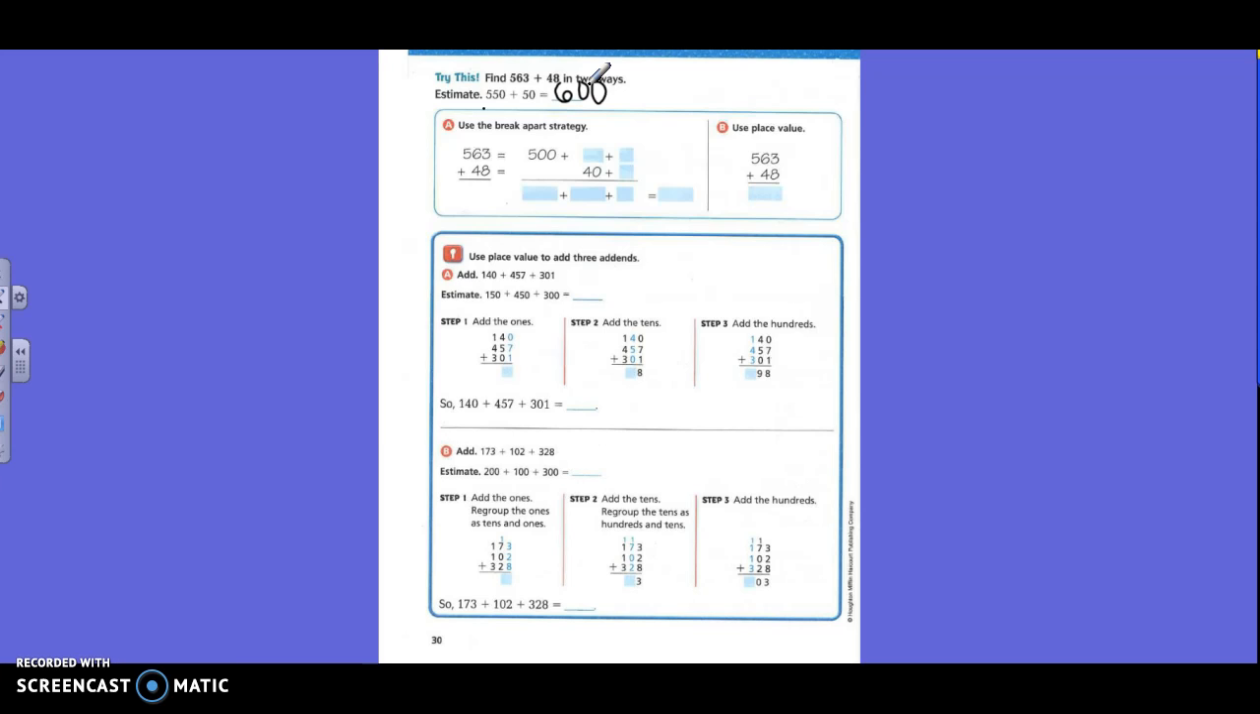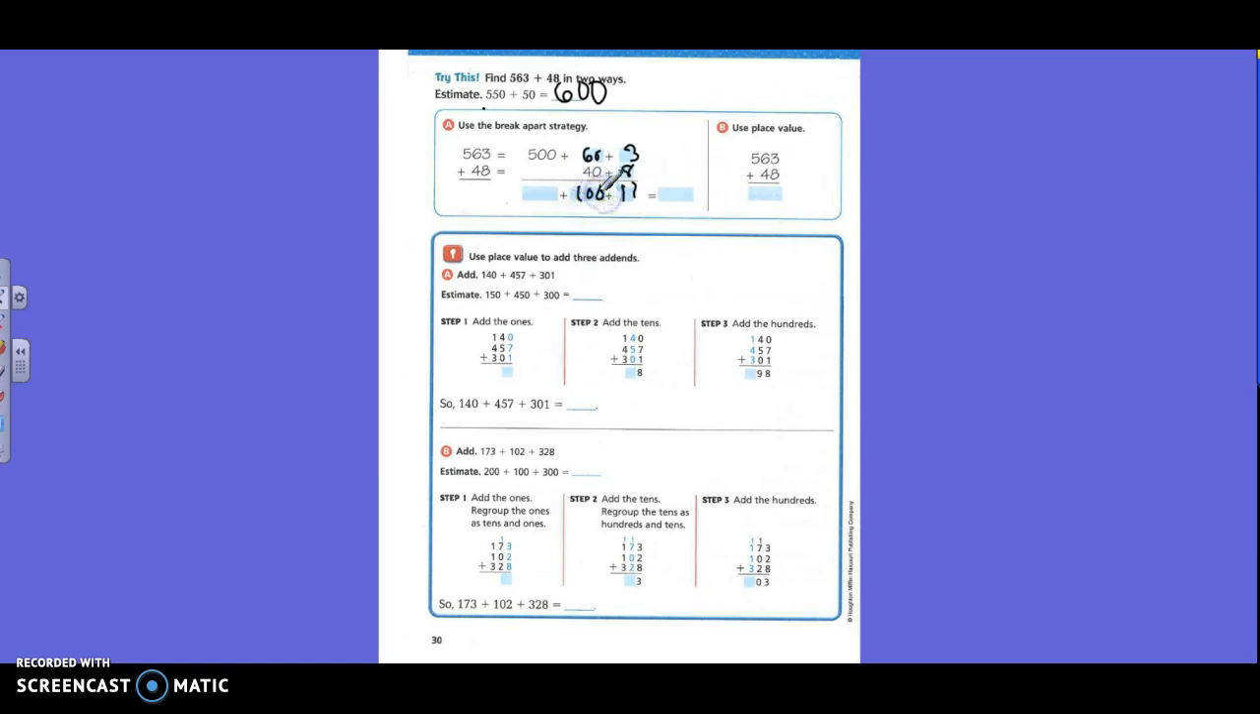Okay, breaking apart 563. We have 500 plus 60 plus 3. And breaking apart 48, you have 40 plus 8. Okay, what's 8 plus 3? 11. What's 60 plus 40? 100. So you write 100 there.